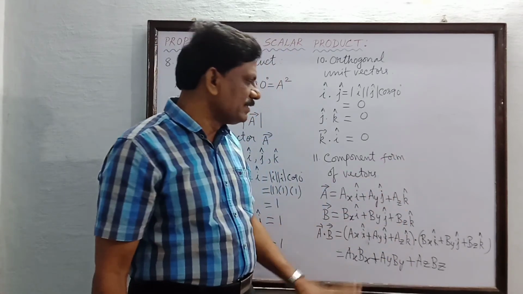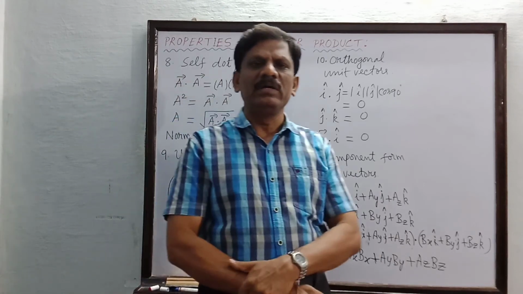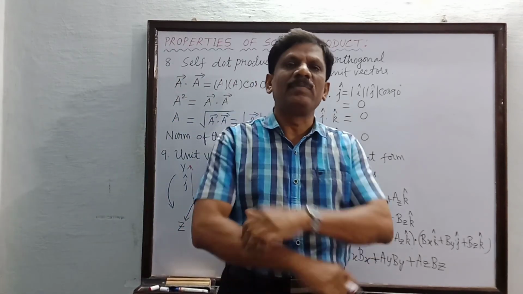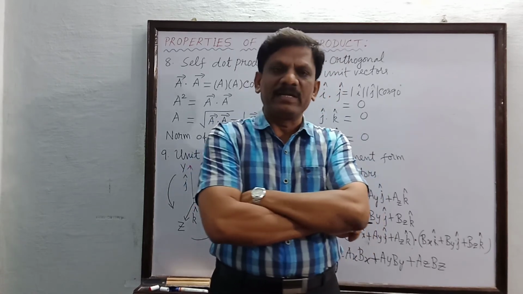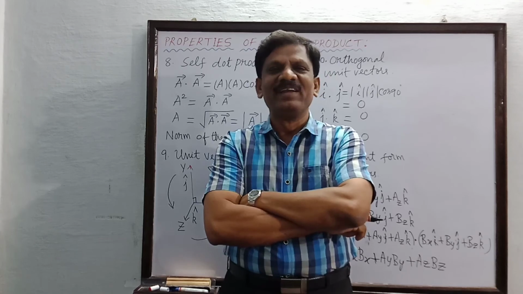Okay students, all these 11 properties you have to remember thoroughly. These are the properties of the scalar product or the dot product of two vectors. I hope you will remember. Fine.